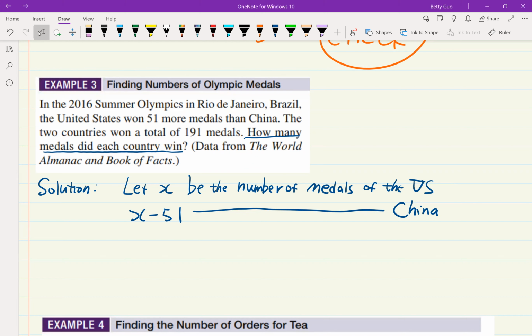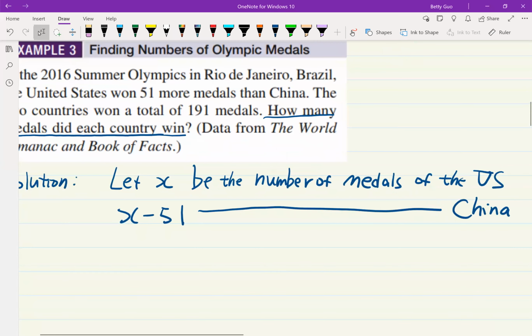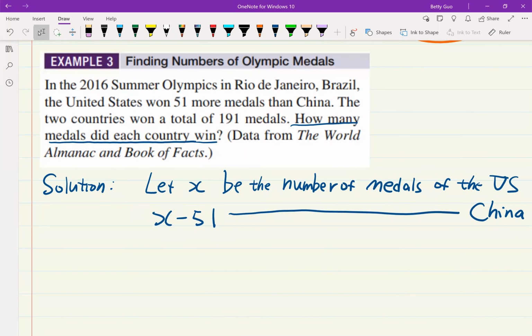Good morning, everybody. Today we are going to continue application of linear equations in one variable. We were working on example 3. Let's read example 3 here. Finding numbers of Olympic medals.